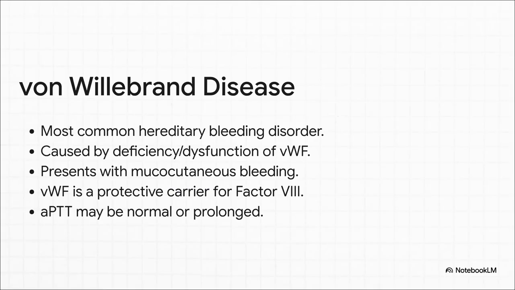Okay, next up is von Willebrand disease. This is the single most common inherited bleeding disorder out there. But unlike hemophilia, this one usually causes that mucosal type of bleeding: nosebleeds, heavy periods, easy bruising. The labs can be a little tricky because one of the jobs of von Willebrand factor is to protect factor VIII. So if VWF is low, factor VIII might get chewed up, leading to a prolonged APTT. But in milder cases, the APTT can be totally normal, which can really throw you off.